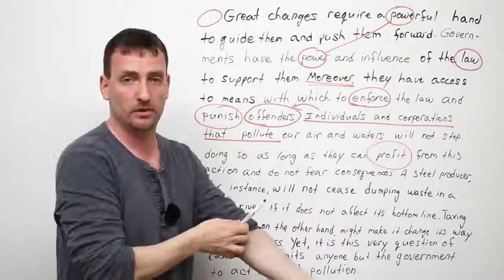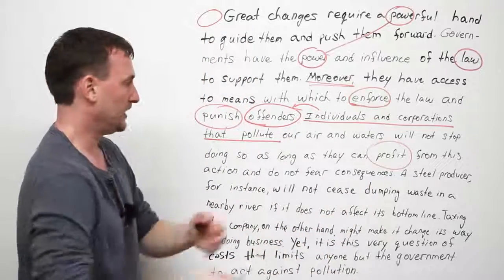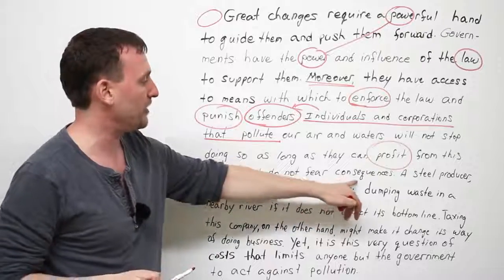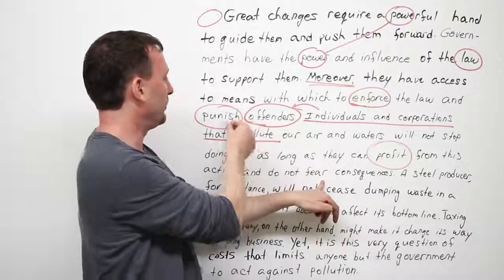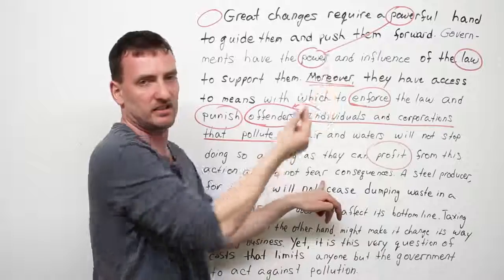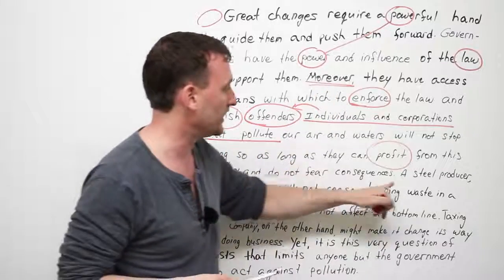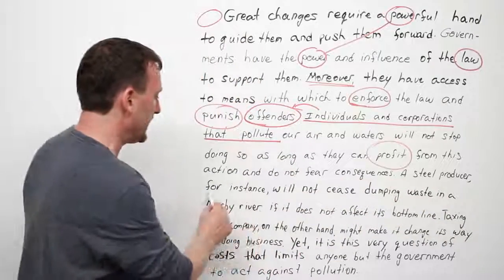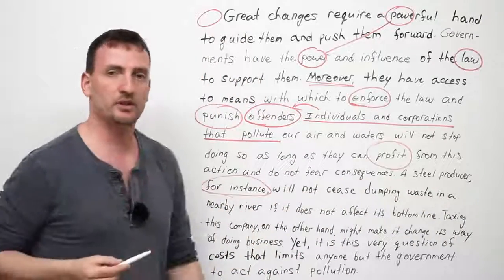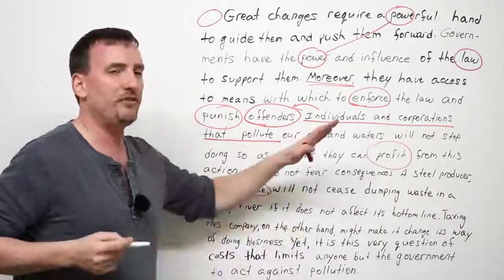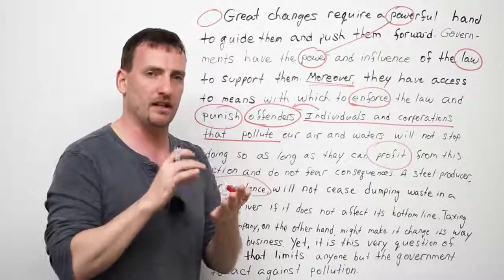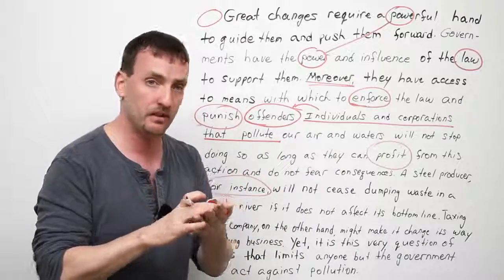Why do people pollute? Because it pays to pollute. Action, and do not fear consequences. So they don't fear punishment, and the law doesn't scare them. Okay? And again, we're still talking about pollution. A steel producer, for instance, I'm introducing an example. Okay? If you can introduce a real example, like the name of the steel company, even better.